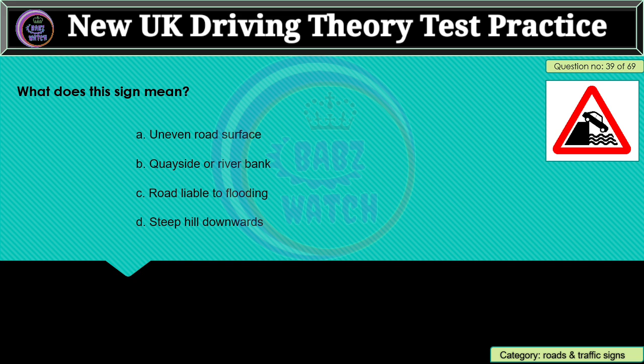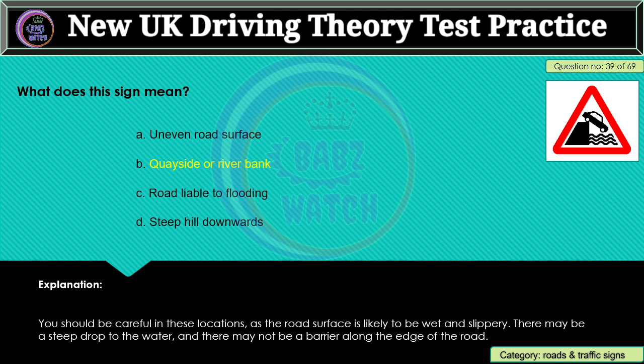What does this sign mean? A. Uneven road surface. B. Quayside or river bank. C. Road liable to flooding. D. Steep hill downwards. The correct answer is B. Quayside or river bank.